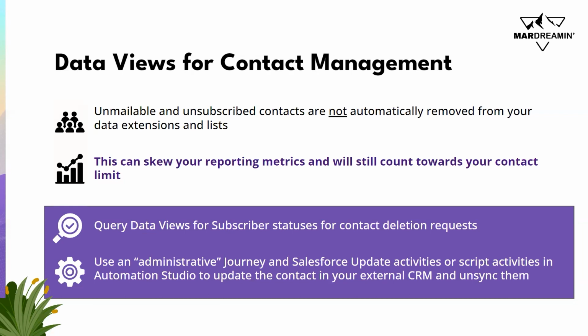So how do you solve for this? Well, use data views to query for subscriber statuses, pull them all into another data extension, and then you can delete them from your account that way. If you have a Salesforce integration with Marketing Cloud Engagement, you can go one step further to ensure that you're unsyncing those contacts from Salesforce to make sure they do not return either.